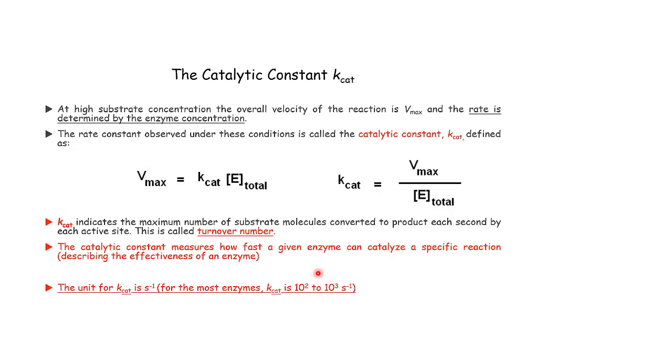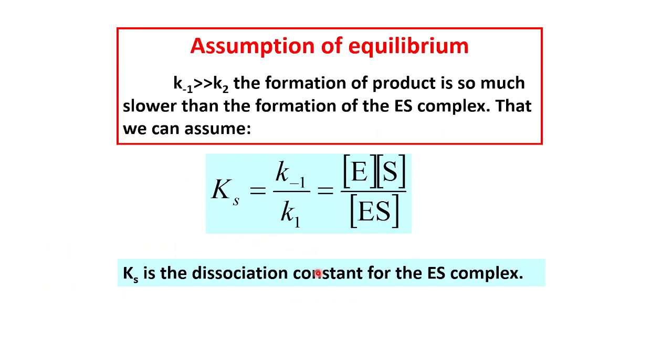A more specific term is Kcat. At high concentration of substrate, the overall velocity of the reaction is Vmax, and the rate is determined by the enzyme concentration. The rate constant observed under these conditions is called the catalytic constant, defined as Vmax equals Kcat into E total, the total enzyme. So Kcat is Vmax by E total. Kcat is the maximum number of substrate molecules converted to product each second by each enzyme or each active site. So the catalytic constant measures how fast a given enzyme can catalyze a specific reaction.